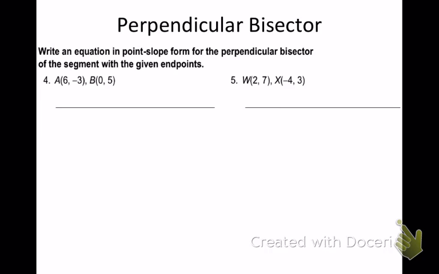So let's try number 4 here. Do we have to put it in that form? No, you can leave it as point slope form if it says. Number 4 says write an equation in point slope form for the perpendicular bisector of the segment with the given endpoints. So the first thing I want to do is identify slope. So I would say 5 minus a negative 3 over 0 minus 6.